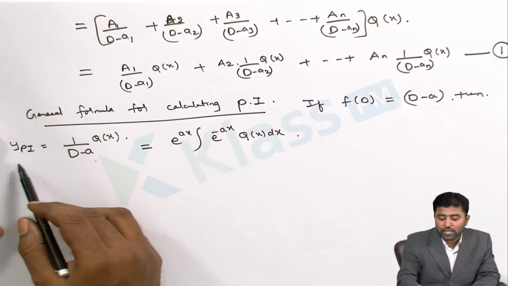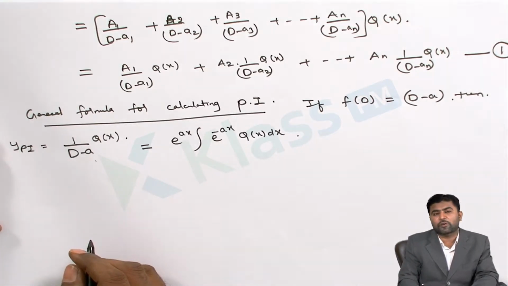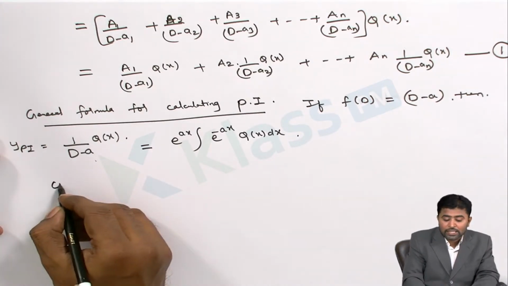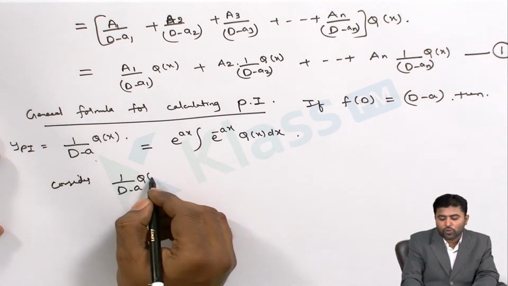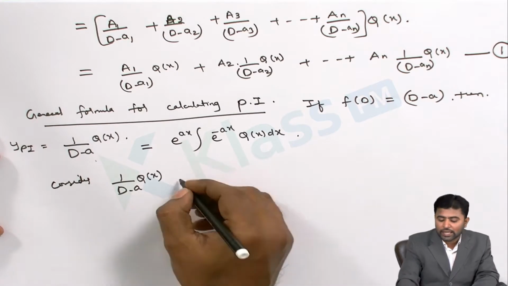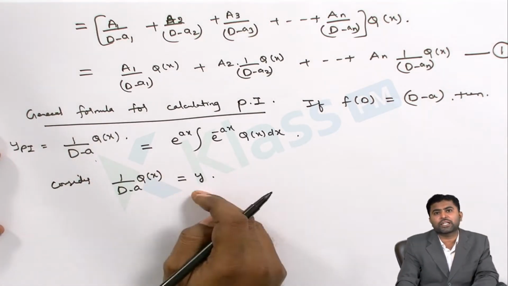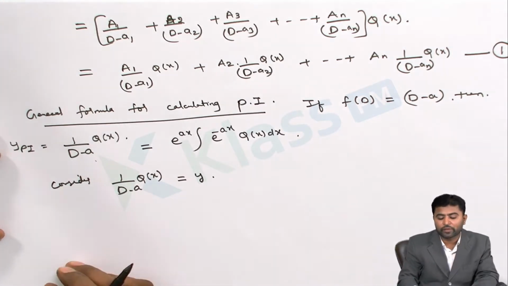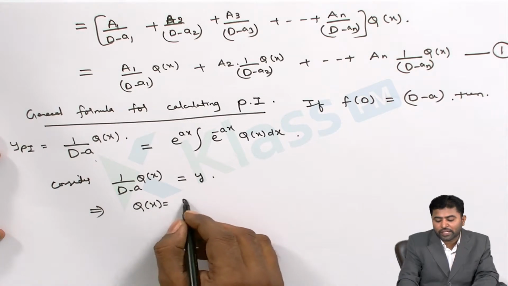Okay. Now we'll see how we are getting this particular formula, 1 by D minus a Q of x as e power ax into the integration of e power minus ax into Q of x. Consider 1 by D minus a into Q of x and let it be equal to some y, because we are calculating this one. So I'm supposing that it is equal to some y. Then if I rearrange it, I'll get Q of x is equal to D minus a into y.